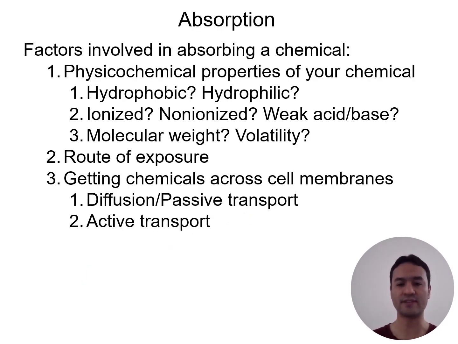So for absorption, very fast, because this one is pretty basic. You learned a lot during secondary school. The rate of absorption is dependent on the physical and chemical properties of the chemical. Is it hydrophobic? Is it hydrophilic? If it is hydrophobic, it can easily pass through the lipid bilayer of the cell. If it is hydrophilic, it will require some kind of protein to help it go through the hydrophobic layer of the cell. Is it ionized? Is it non-ionized? Is it a weak acid or base? All of these properties will impact how it can go through the lipid bilayer.